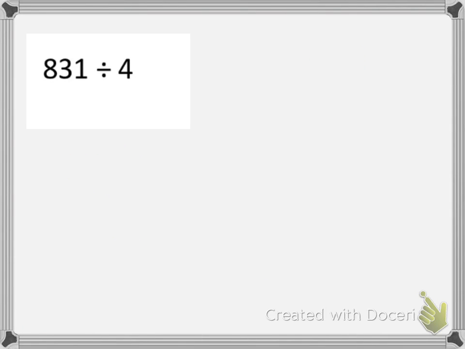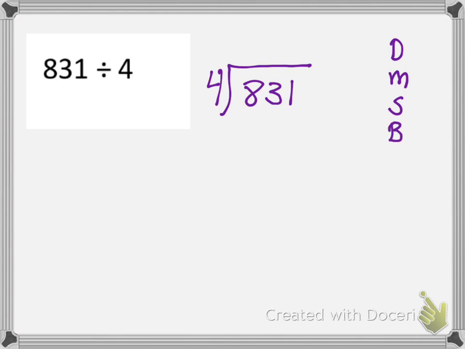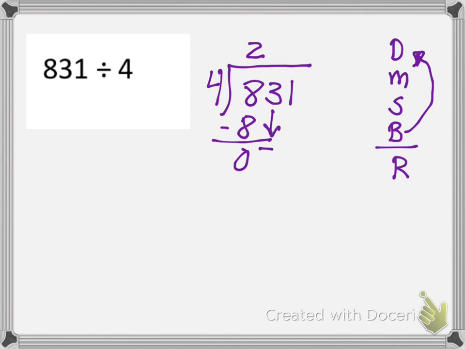831 divided by 4. Let's set it up. 831 in the division house. Don't forget our steps. Got to remember these steps. After we bring down, go back to division. So 4 can go into 8 2 times. Multiply. 2 times 4 is 8. After we multiply, we subtract. And then after we subtract, we bring down.